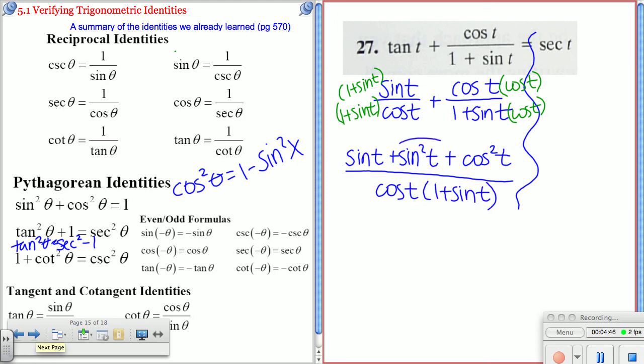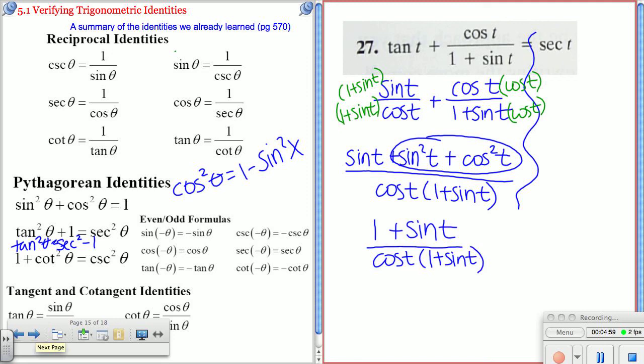Now, sine squared plus cosine squared equals 1. So I have 1 plus sine t in the numerator, cosine t times 1 plus sine t in the denominator. The 1 plus sine t's can cancel now, and I get 1 over cosine, which equals secant.